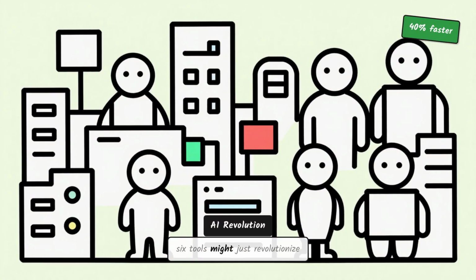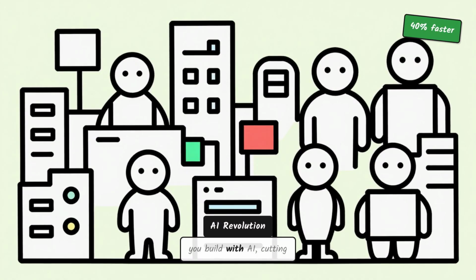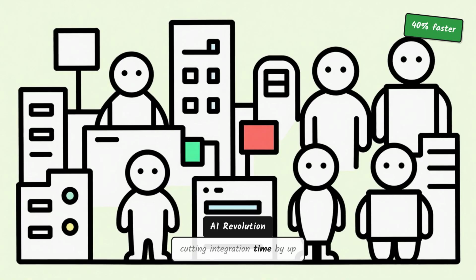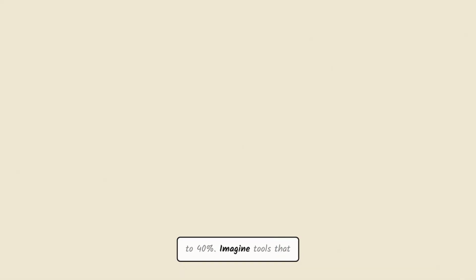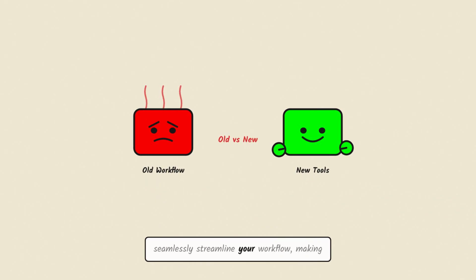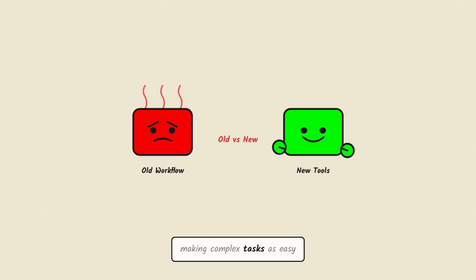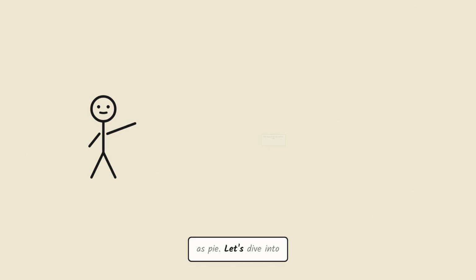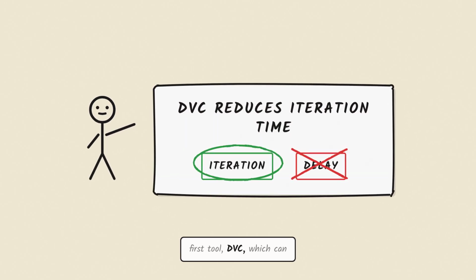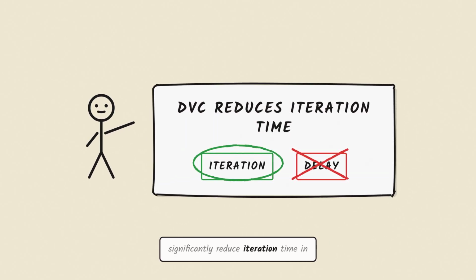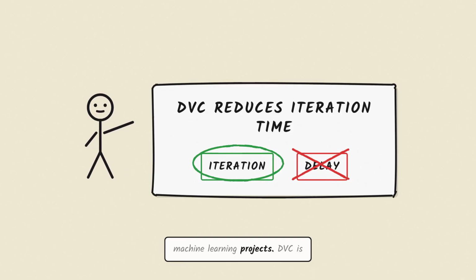These 6 tools might just revolutionize how you build with AI, cutting integration time by up to 40%. Imagine tools that seamlessly streamline your workflow, making complex tasks as easy as pie. Let's dive into the first tool, DVC, which can significantly reduce iteration time in machine learning projects.